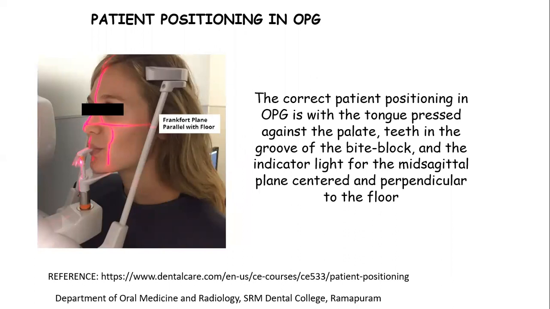As you can see, the tongue is pressed against the palate and the teeth are in the groove of the bite block. And there are some laser markings to show the Frankfurt's horizontal plane being parallel to the floor, the mid-sagittal plane being in the center of the nose, and the lips maintaining a lip seal, and you have the canine eminence. So the mid-sagittal plane will be perpendicular to the floor, whereas the Frankfurt's horizontal plane will be parallel to the floor.